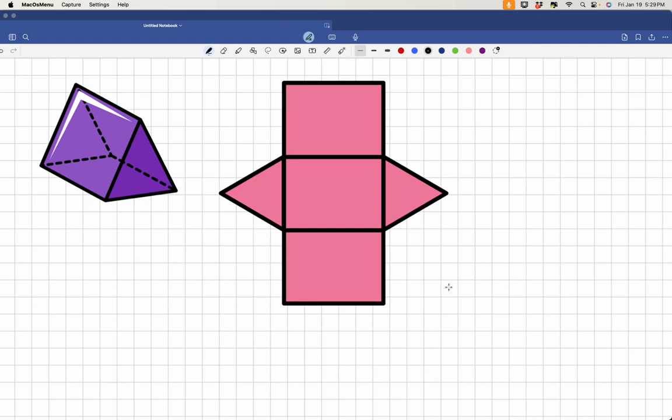So first of all, I want to say that I am extremely disappointed that my daughter Lauren did not remember how to find the surface area of an isosceles triangle prism. I'm very, very heartbroken over that. I guess I'll cry into my pillow later tonight.